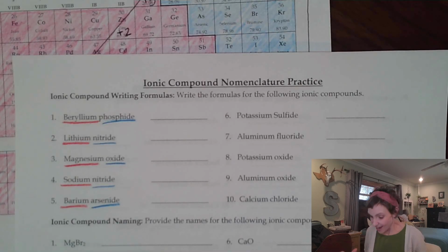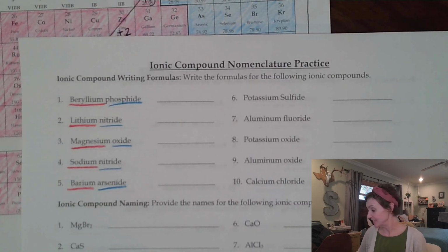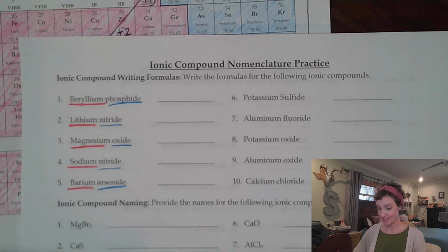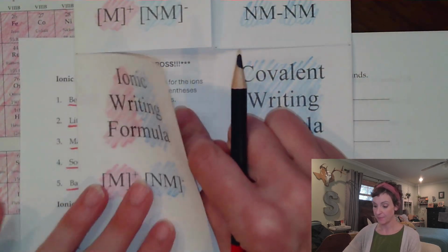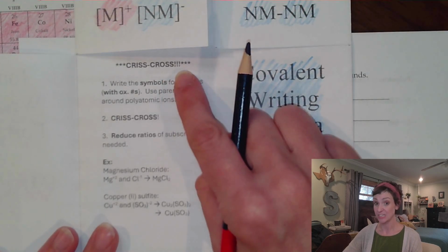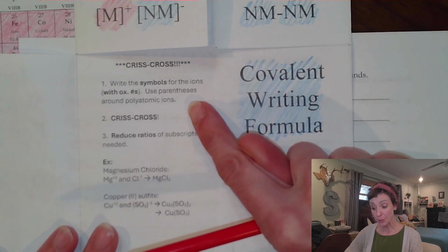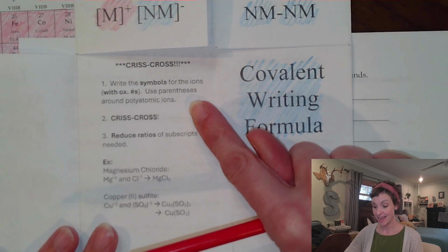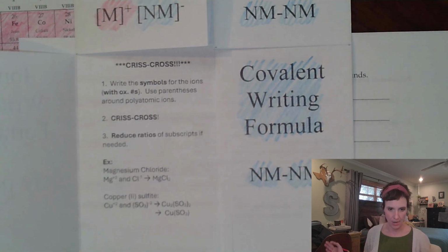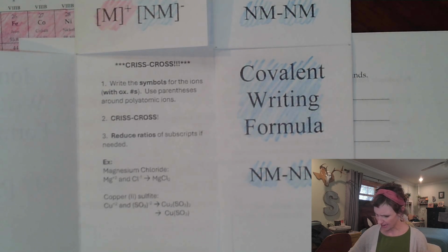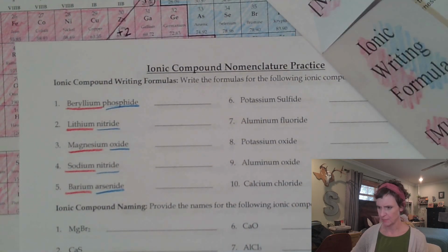All right, so now we are ready to write formulas for these ionic compounds. We do have a little book, and the little book's gonna help us out. At the top of the page where it says ionic writing formulas, it says crisscross. We're like, what does that even mean? It says write the symbols for the ions with their oxidation numbers. And then if you need to, you're gonna use parentheses around your polyatomic ions. We do not have polyatomic ions, thank goodness. So I got to write my symbols for my ions with their oxidation numbers. Well, how am I going to figure out the oxidation numbers? Y'all, it is where they are on the periodic table.